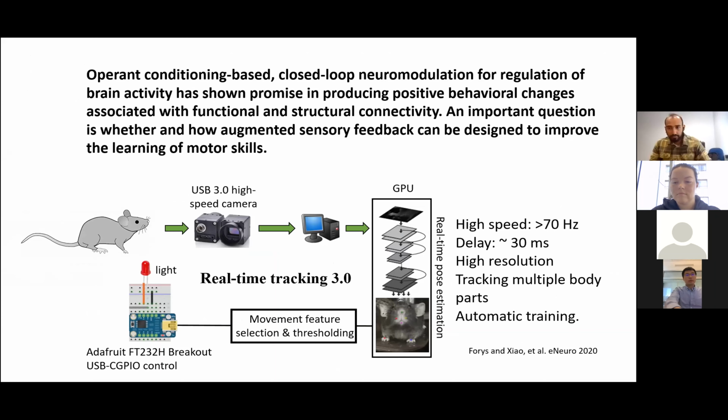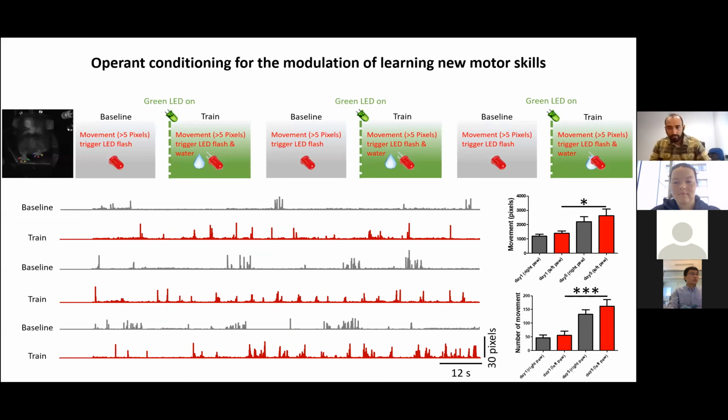Okay, so we published this real-time tracking system in eNeuro, and I further developed this system and asked the question of whether and how augmented sensory feedback can be designed to improve the learning of motor skills. So I trained the mouse to move its paw over a threshold to get a water reward. After training, you can see the mouse indeed can increase its paw movements. But the problem is that the mouse increases both paws' movements after training.